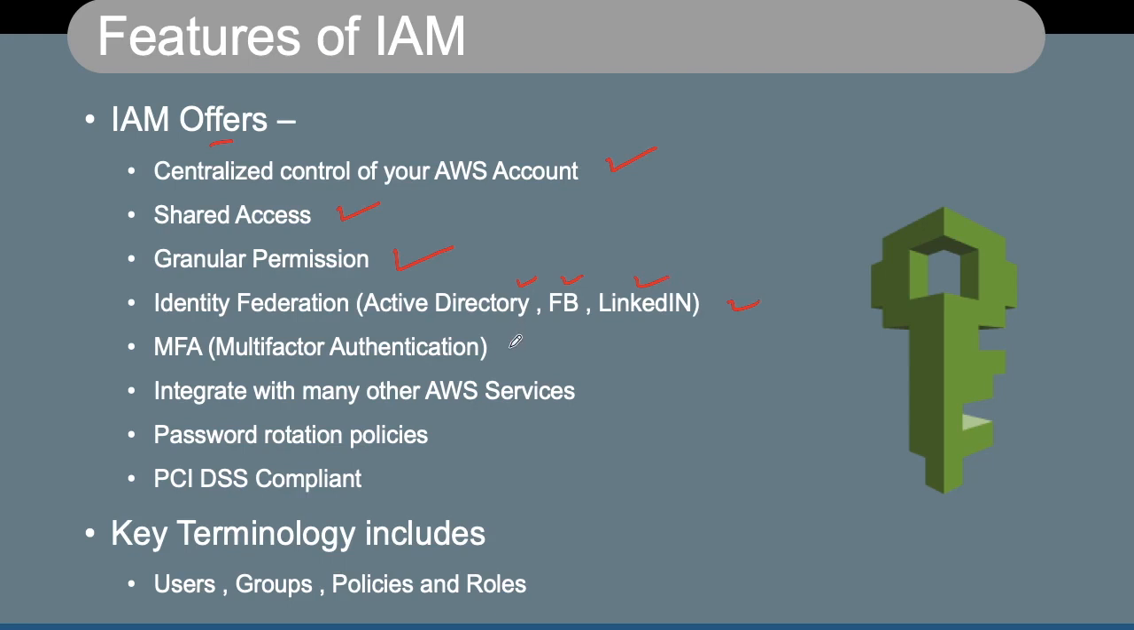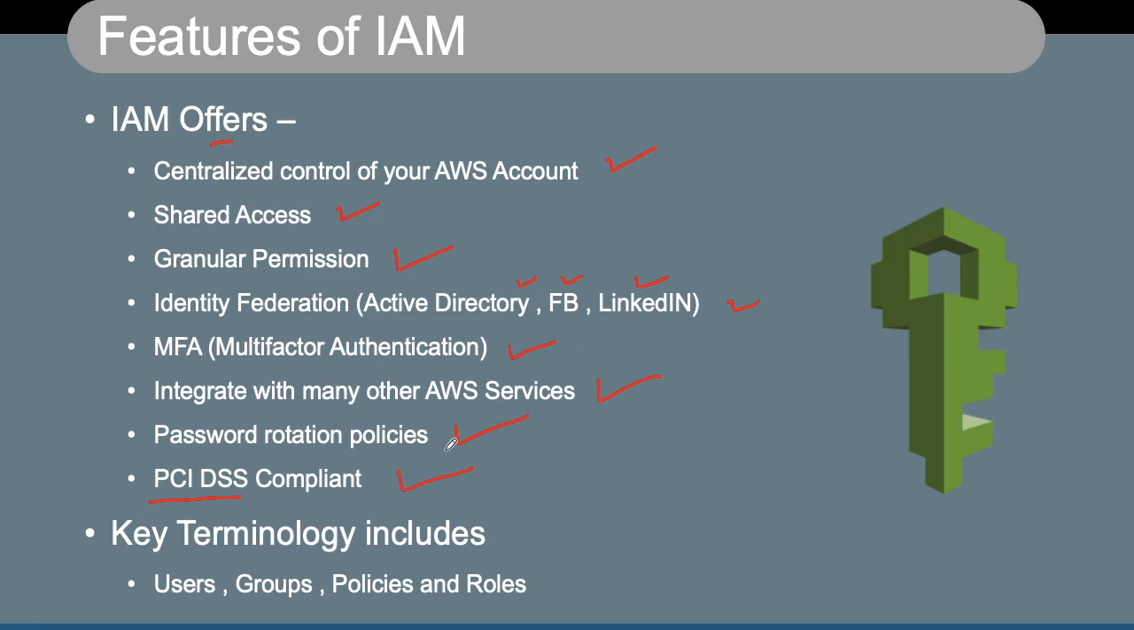It also allows you to have MFA. MFA is called multi-factor authentication. By using that, you can have authentication with multiple factors. So one factor of your authentication can be your username and password, but other than this, we can also have hardware and software MFA tools which can be used to authenticate you further. It also integrates with many other AWS services. It also has password rotation policies, and this IAM feature is PCI DSS compliant. Whenever we are dealing with credit cards and debit cards, there are standards called PCI DSS, and IAM is compliant with that.